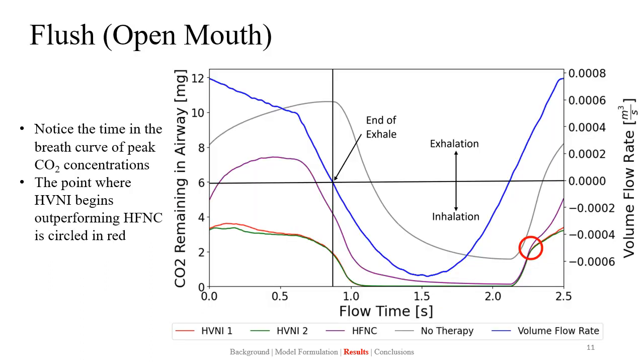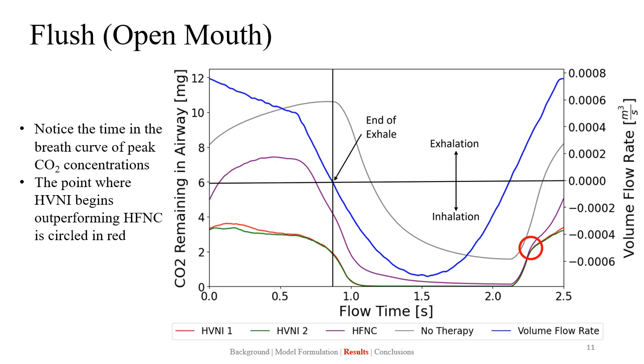The plot on the right is showing instantaneous values of the mass of CO2 remaining in the airway throughout a complete breath cycle. Note that peak exhale occurs at a flow time of 0 seconds, and that the blue line is showing volume flow rate and is not used to relate CO2 remaining in the airway for any of the therapy conditions.